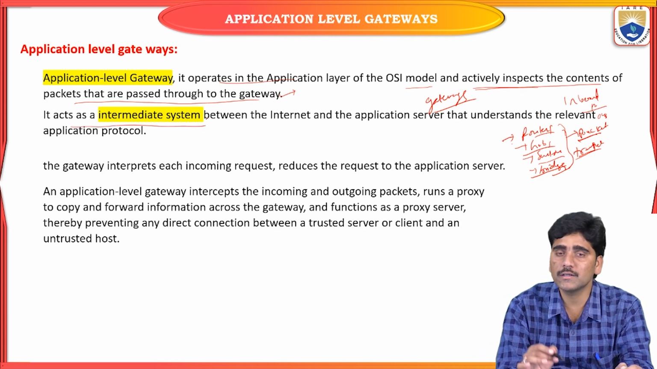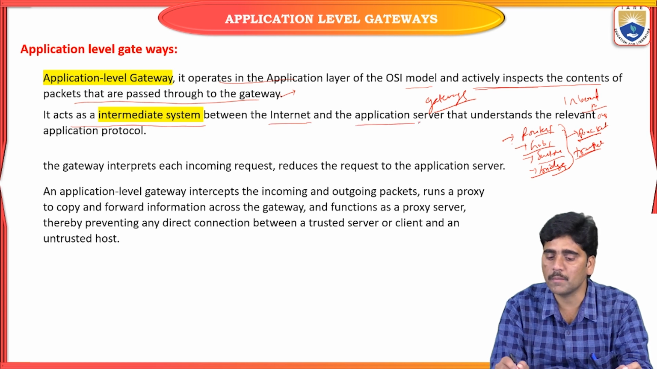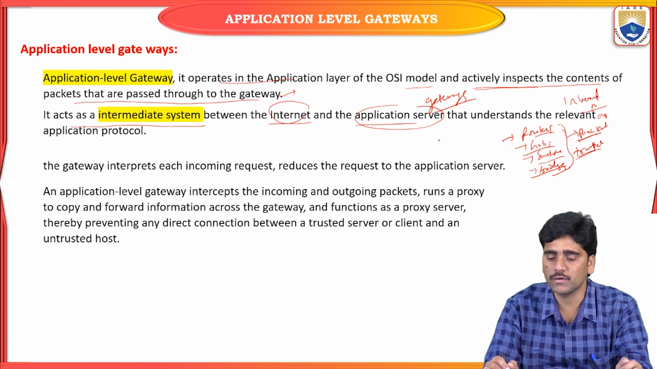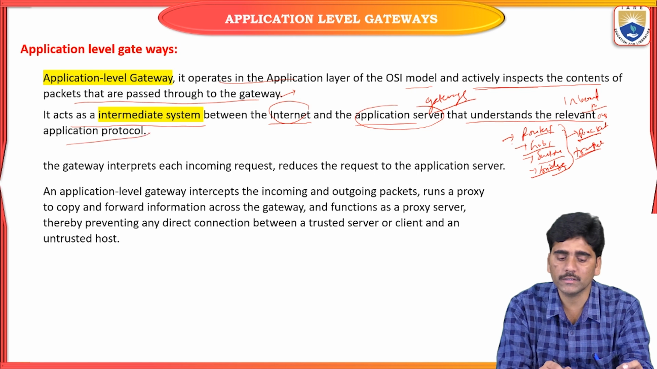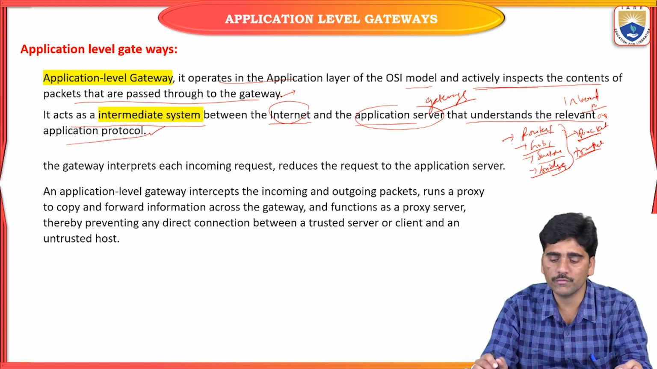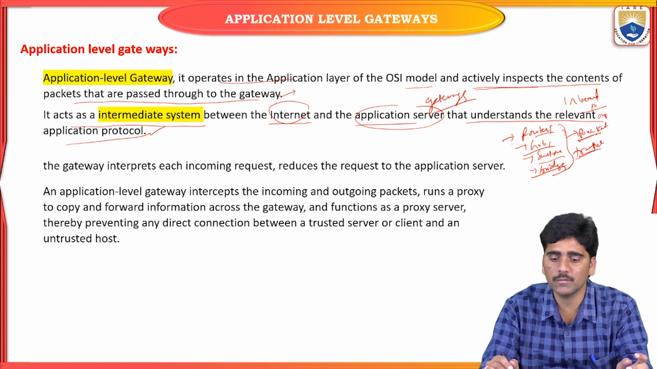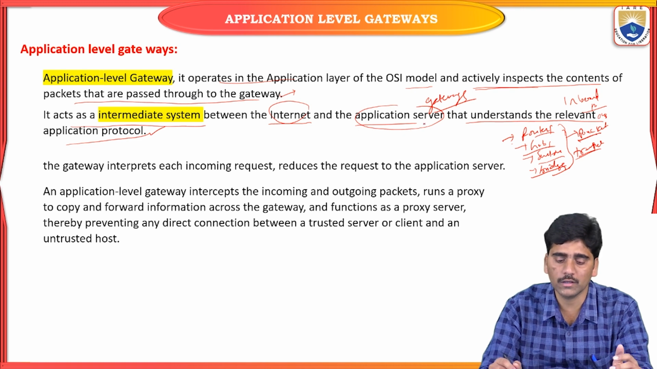It acts as an intermediate system between the internet and the application server that understands the relevant application protocol. The application protocol maintains all the applications which are going to be seen by the user, and helps you find the applications from different websites. Here the gateway inspects whether all the packets being transmitted from the application server or internet to the users are correct or not.